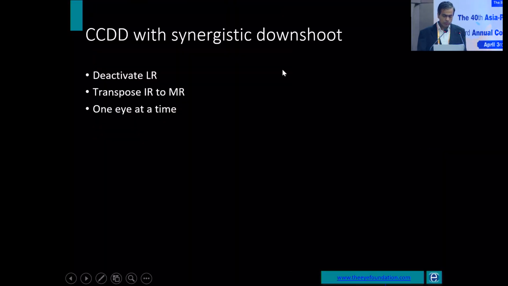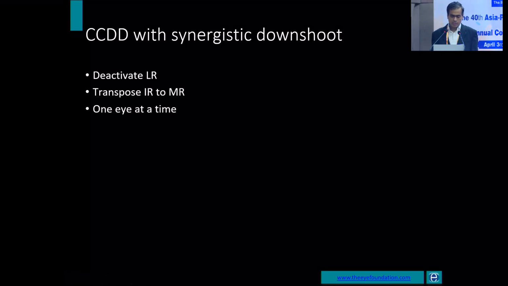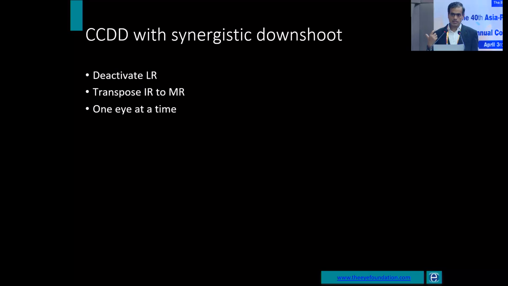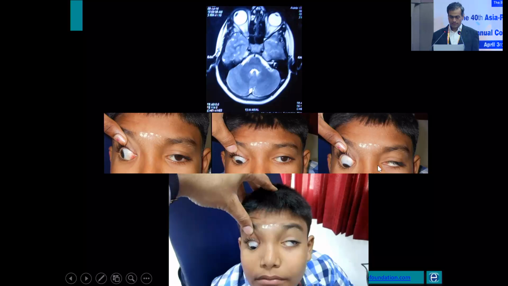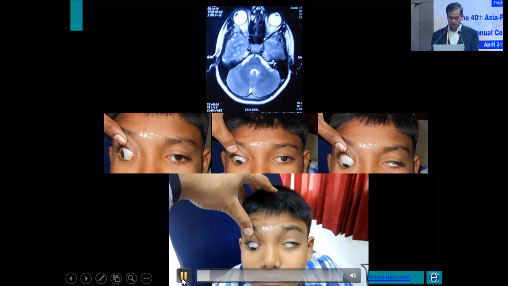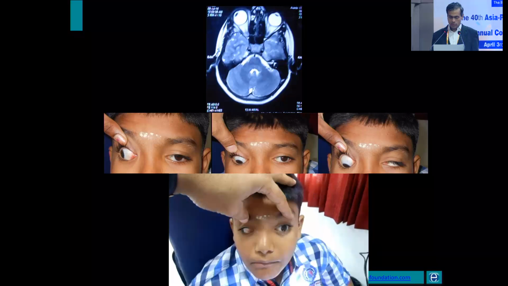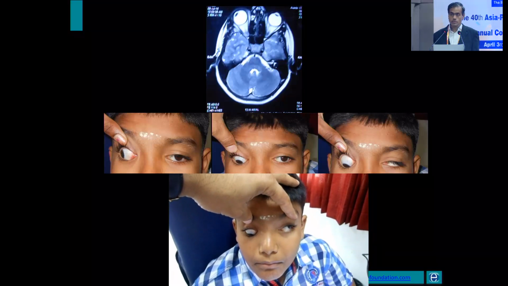And then you have a CCDD with synergistic downshoot, the management of which I learned from Sharma sir. You deactivate the lateral rectus, and then you transpose the IR to MR. So this was a patient with a synergistic downshoot. You can see the preoperative video. As you ask the patient to look out, the right eye just shoots down.